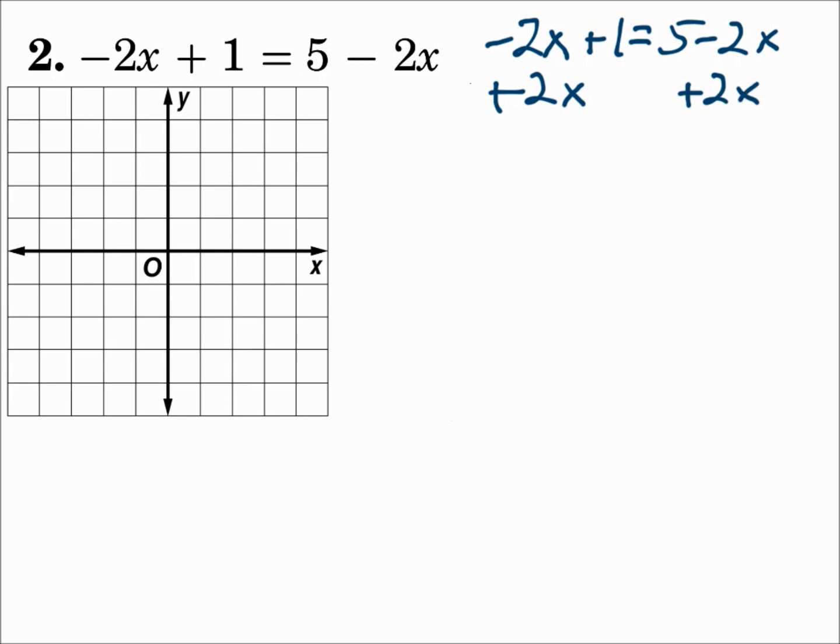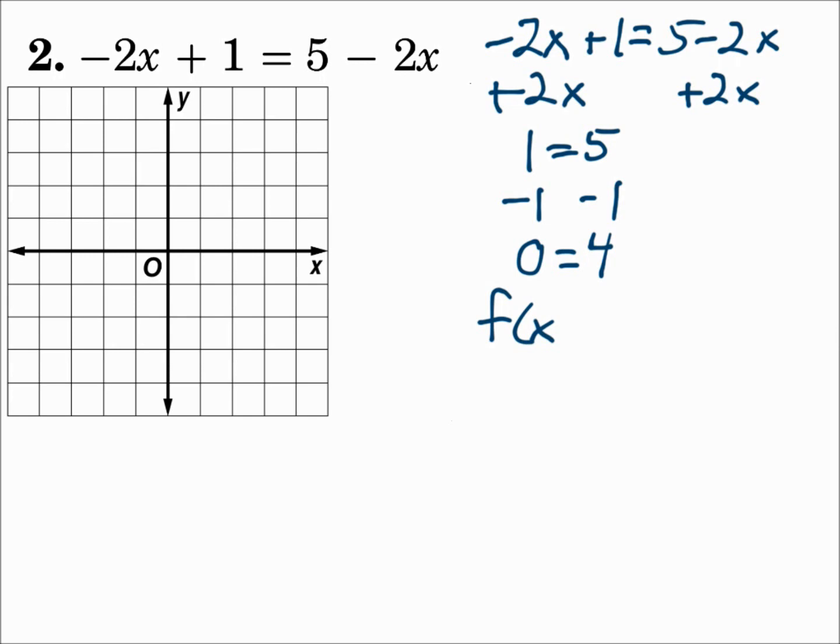-2x plus 2x is 0, leaving a 1. And on the right, -2x plus x is a 0, leaving a 5. So 1 equals 5. I remember something before saying what happens when the variables disappear and I have something that's not true. Do you remember what that was? Let's continue moving things. We can subtract 1 from each side. And 0 equals 4. Now I have a 0 on one side.